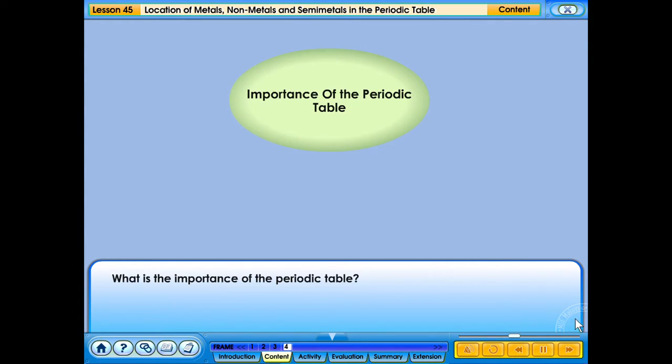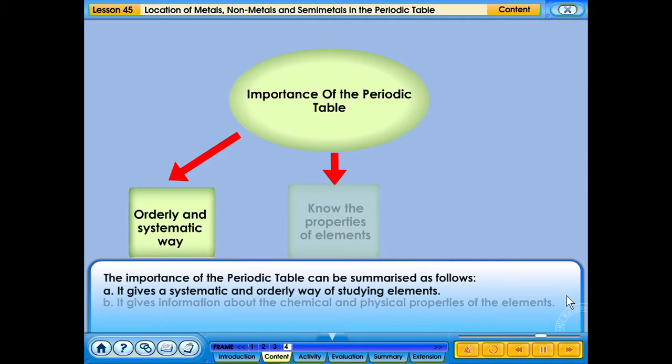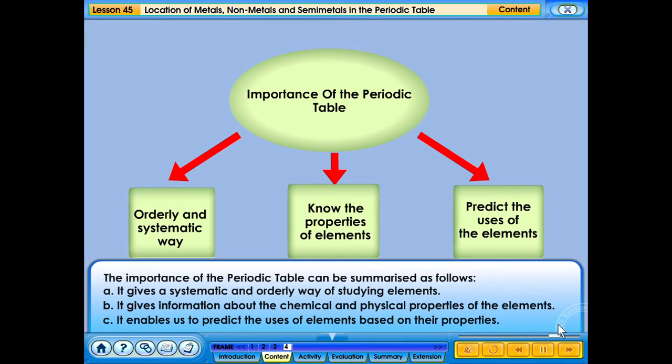What is the importance of the periodic table? The importance of the periodic table can be summarized as follows. A. It gives a systematic and orderly way of studying elements. B. It gives information about the chemical and physical properties of the elements. C. It enables us to predict the uses of the elements based on their properties.